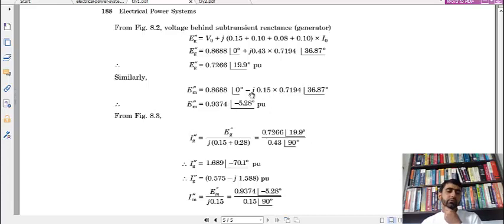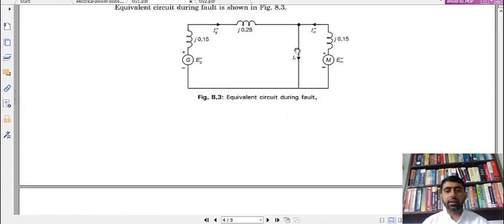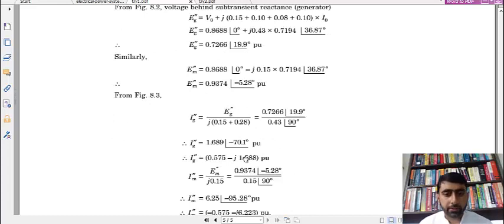So this is also quite an exact result, because power flows from leading angle to lagging angle. So if this is 0, this has to be some negative angle. Since power flows from here to here, if it is 0, this has to be a positive angle. The angles come as per the power flow. You can see 19.9 is positive with respect to this, and this 0 is positive with respect to this.